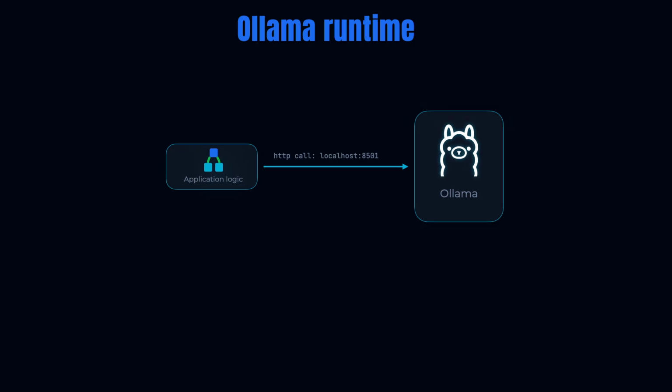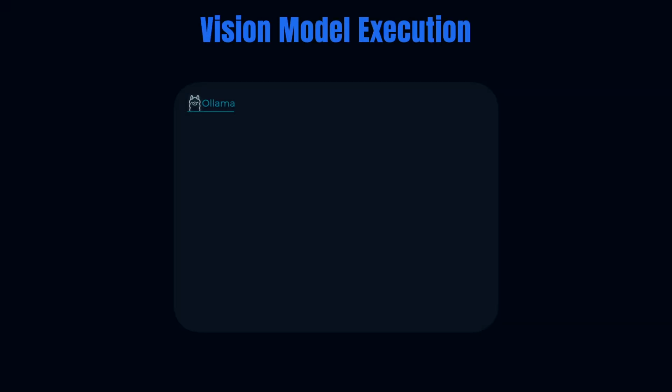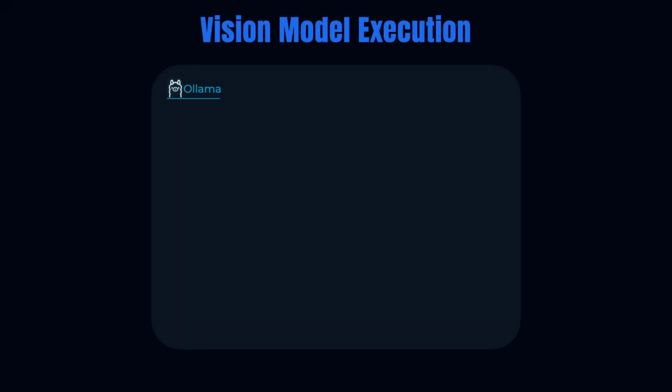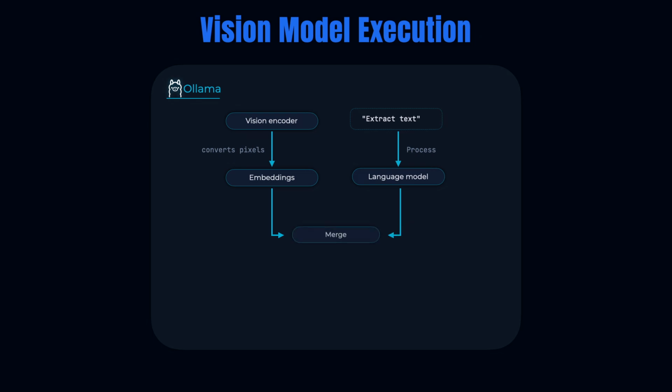Now let's see how the vision model execution happens. Inside Ollama, the selected vision model starts working. For example, LLaVA. The image first goes through something called a vision encoder. The encoder converts pixels into embeddings. Meanwhile, your prompt, like extract text, goes into the language model. Finally, both are combined. The language model now understands both what it sees and what you are asking. This produces the final response. That's multimodal AI in action. Image plus language together.